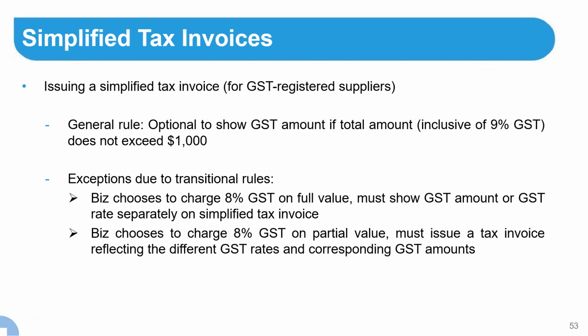As explained earlier, under the transitional rules, businesses may choose to charge GST at 8%. In such cases, the business must show the GST amount or GST rates separately on the simplified tax invoice so that it is clear to the customer that GST is charged at 8%. If due to the application of the transitional rules, the business applies different GST rates on the goods supplied, the business should issue a tax invoice instead of a simplified tax invoice to show the different GST rates and corresponding GST amounts.